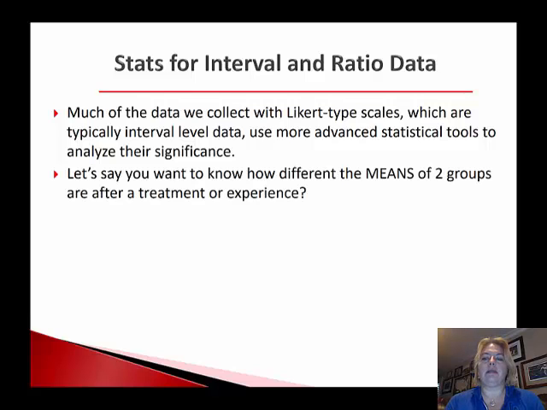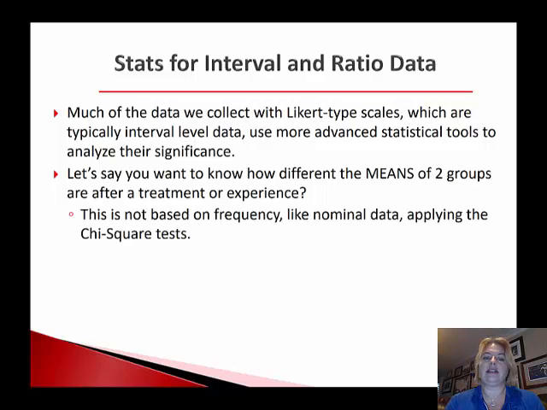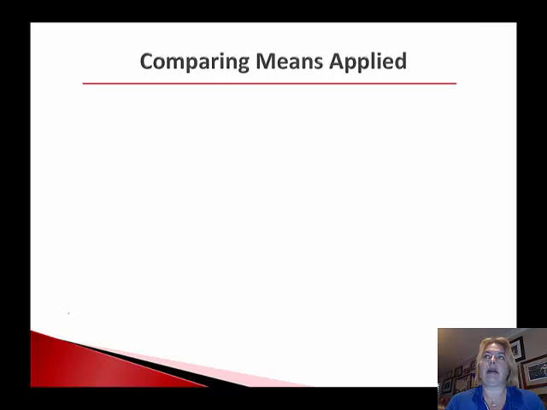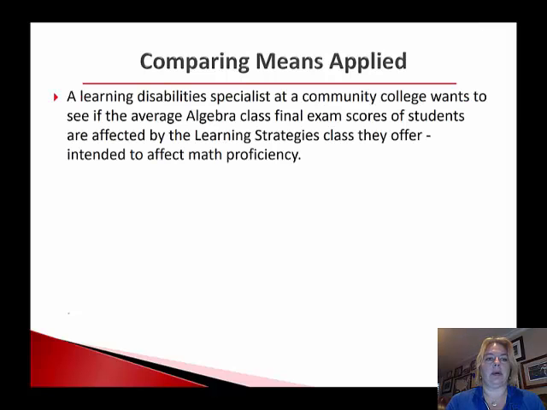Let's say you want to know how different the means of two groups are after a treatment or experience. This is not based on frequency, like nominal data applying the chi-square test. It is based on the mean scores of a variable compared between two groups. Comparing means applied. Here's an example.